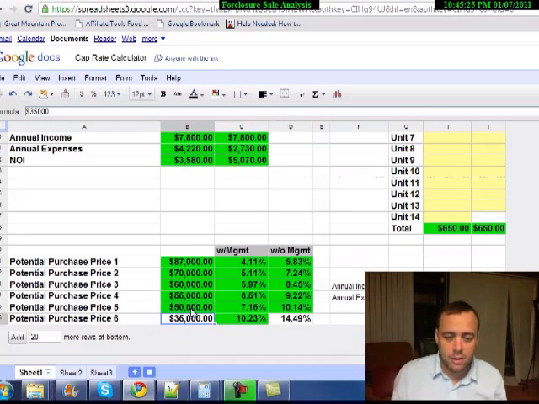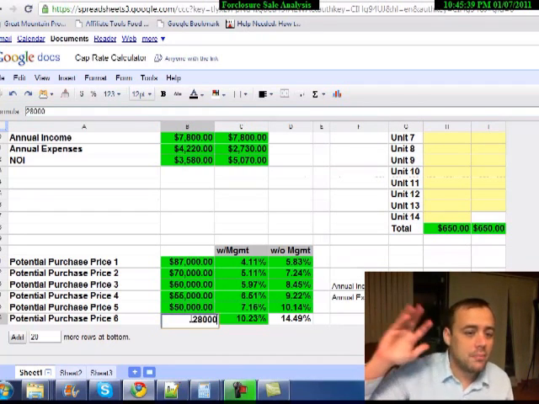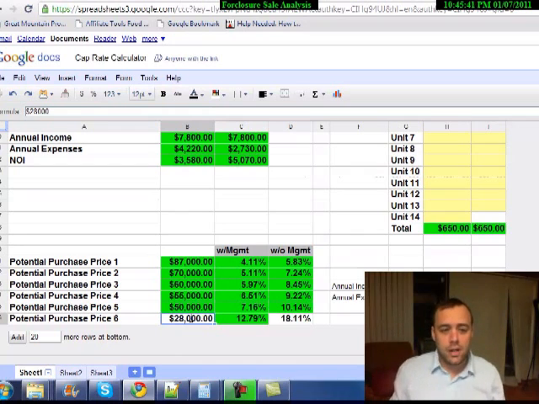Again, if we use the GRM, it's probably going to be in the $50,000 to $65,000 range. I'm thinking it's probably going to be in the $65,000 range. We're going to offer probably $25,000. They're going to come back with $28,000. I'm thinking they might be sticklers and only want $35,000. At $28,000 with management, we have a 12.79% cap rate. Very respectable. Without management, it's 18.11%.